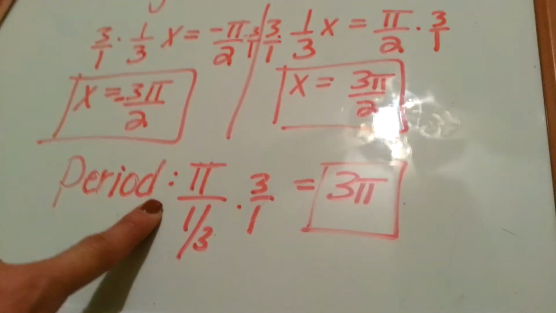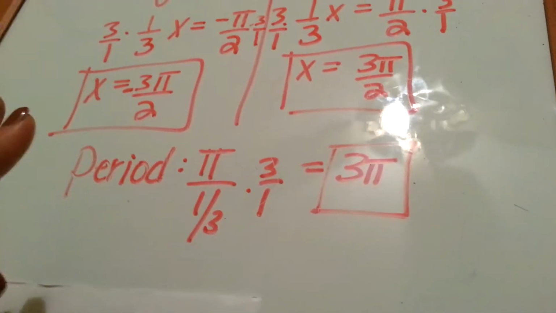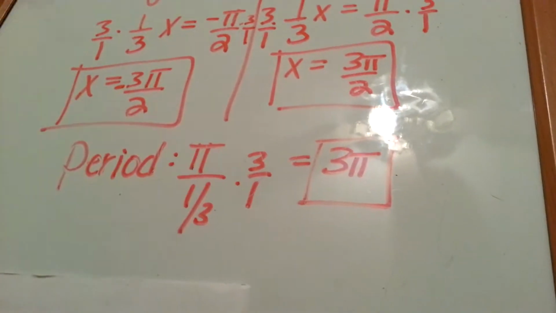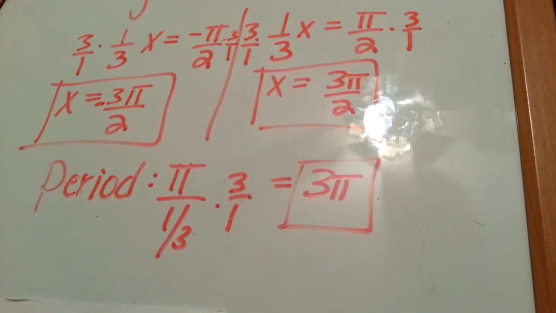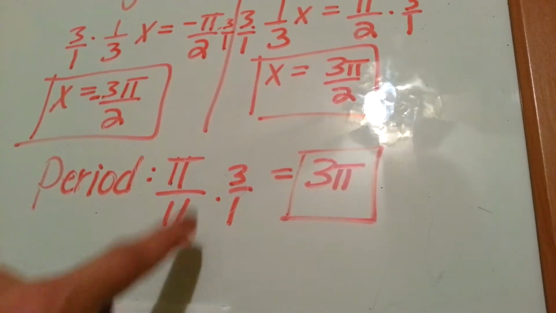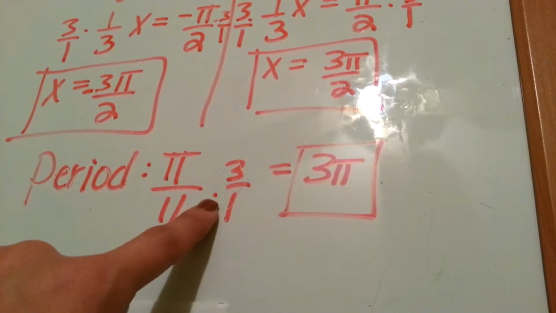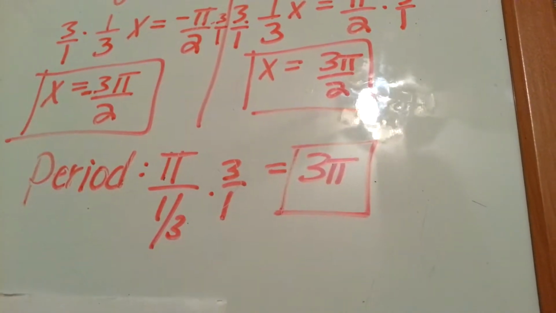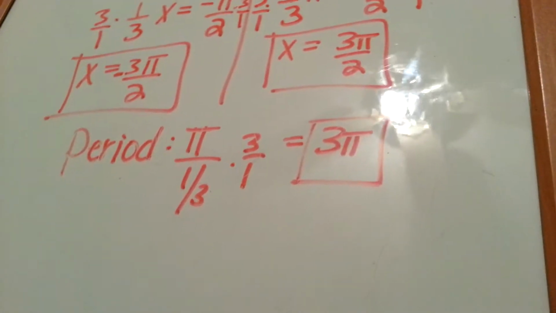For the period in this case, for tangent we use pi, and the reason is that it repeats itself around the unit circle. So it's pi over 1 over 3. We have to cancel out the fractions, so we multiply by the reciprocal, giving us 3 pi as our period. And now we're going to go ahead and graph.